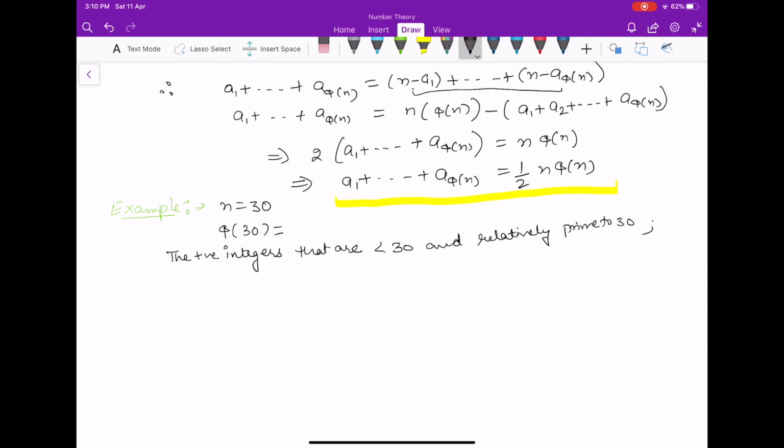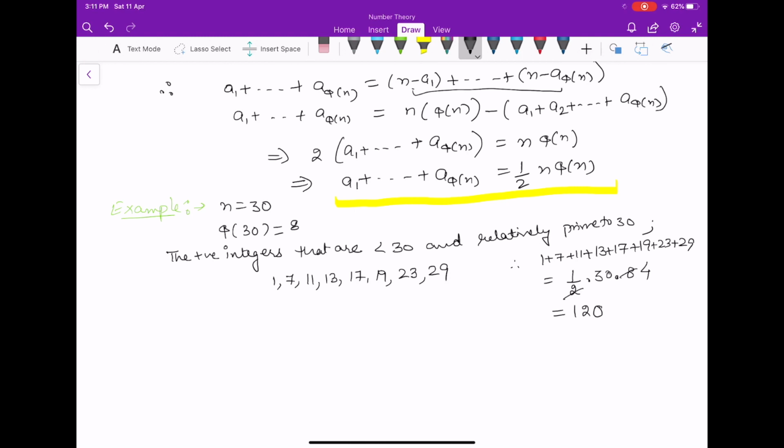What are these integers? This is 1, 7, 11, 13, 17, 19, 23, and 29. And if I want to sum these numbers, the sum would be 1 plus 7 plus 11 plus 13 plus 17 plus 19 plus 23 plus 29. If I want to sum this by formula, what will it become? Half times n times phi n. So half times 30 times phi n. Phi n is 8. So this becomes 15 times 8, which is 120.